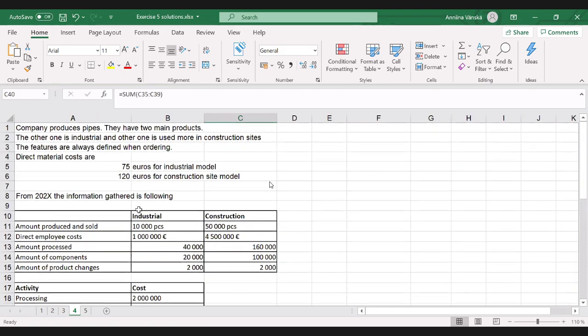Again, different industry. This company is producing pipes. They have 2 main products. One is kind of industrial, and then one is used on construction sites. The features are always defined when ordering, so they don't have ready-made ones in inventory. The direct material costs are 75 for the industrial and 120 for the construction site models.